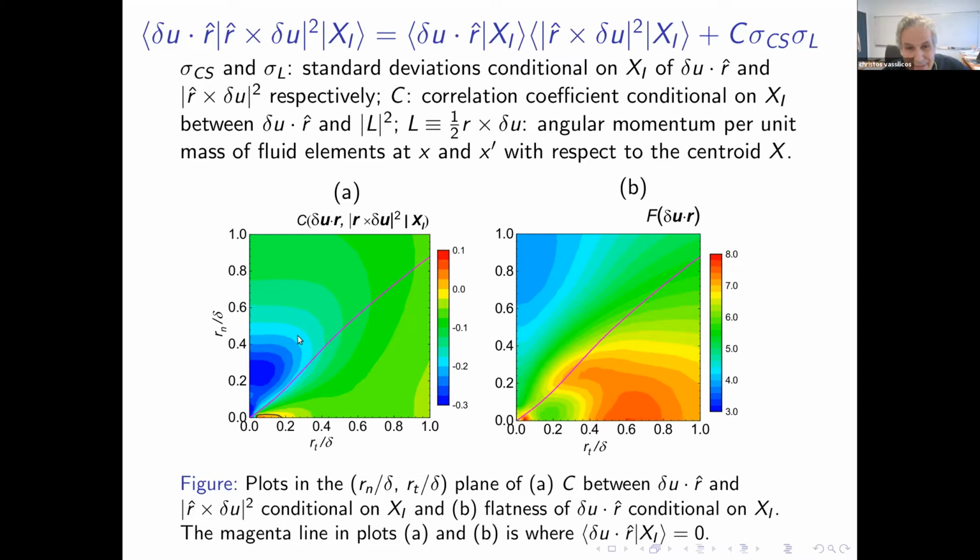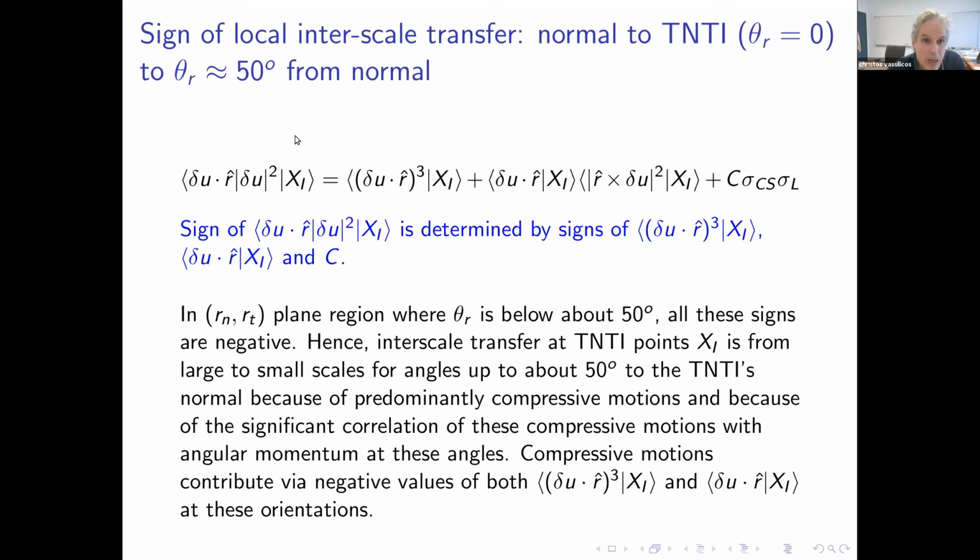That's the flatness, to show you that extreme events of compression or stretching become more and more likely as you go from normal to the interface to tangent to the interface. So here you even have values as large as 8. So now we have all the elements to explain what happens in the various angles that we looked at. This is the term conditional on the interface, on the isosurface that we looked at, which says if I am cascading down the scales or up the scales, and it's equal to these three terms here.